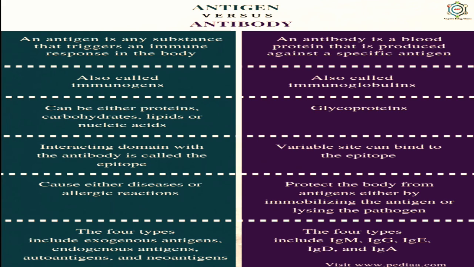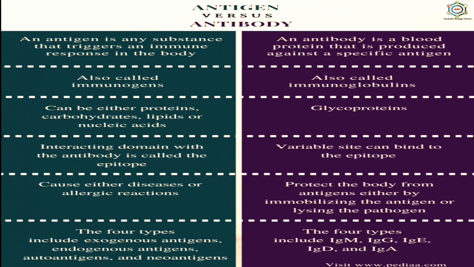Now, what is the difference between the antigen versus antibody? An antigen is any substance that triggers an immune response in the body, while the antibody is a blood protein that is produced against a specific antigen. Antigens are also called immunogens, while antibodies are also called immunoglobulins. Antigens can be either proteins, carbohydrates, lipids or nucleic acids, while the antibodies are glycoproteins. The antigen's interacting domain with the antibody is called the epitope, while the antibody variable site can bind to the epitope.